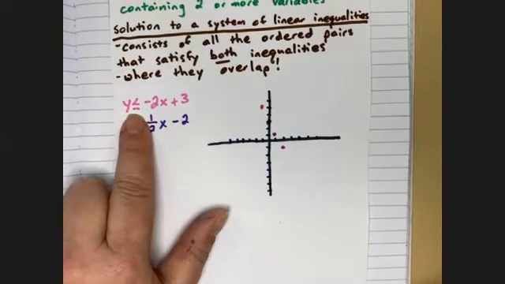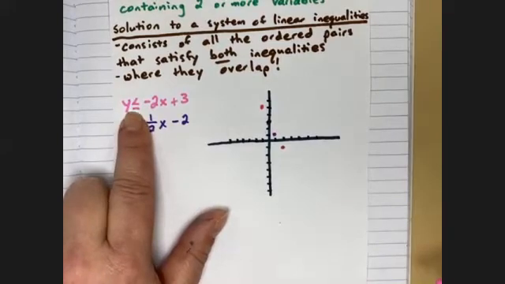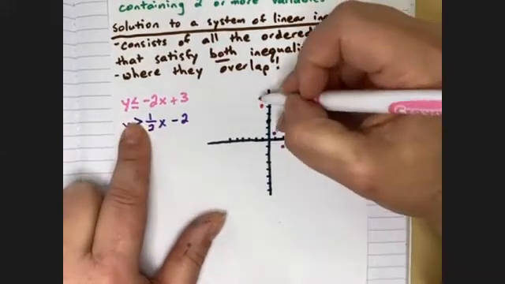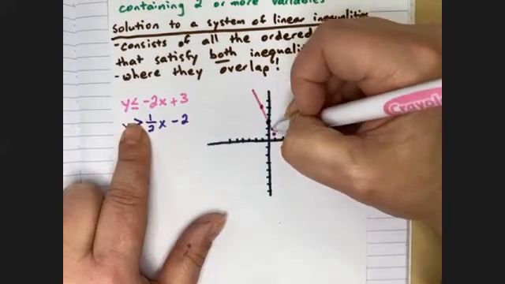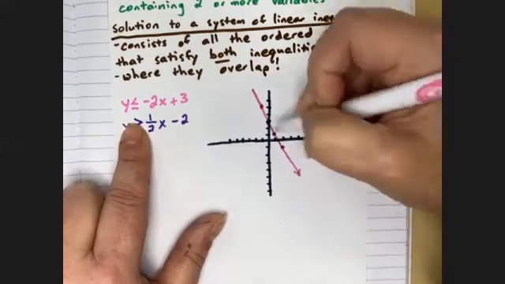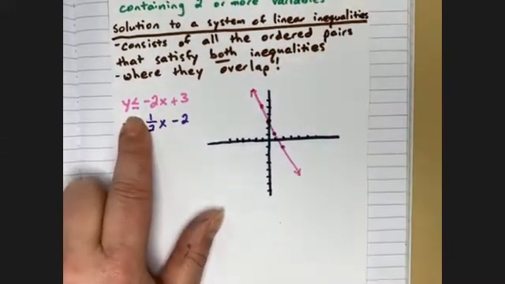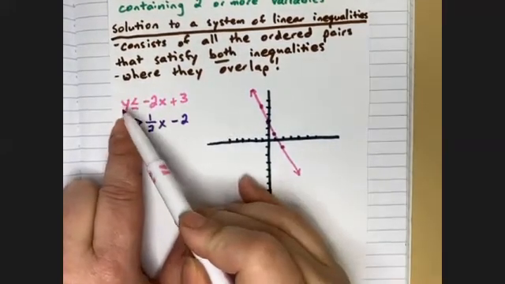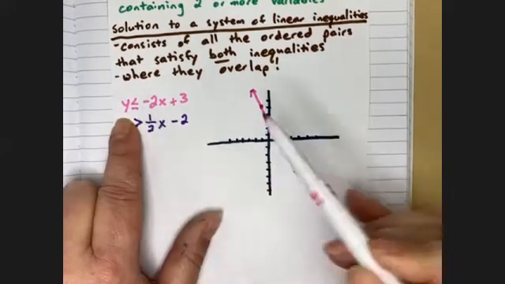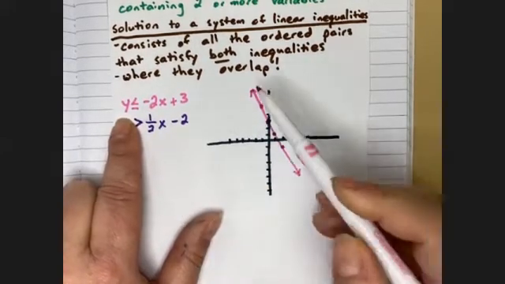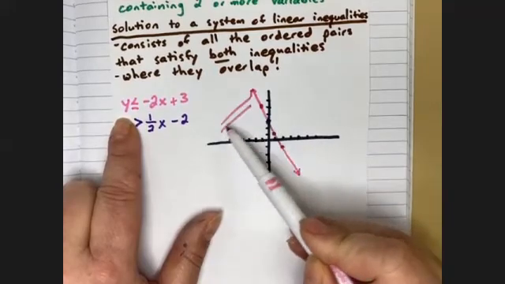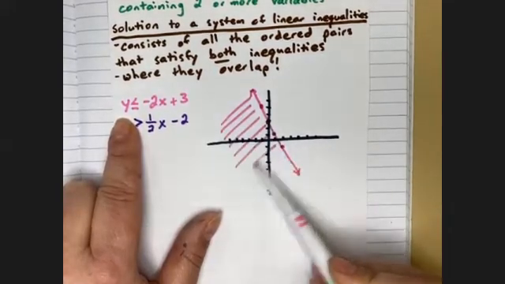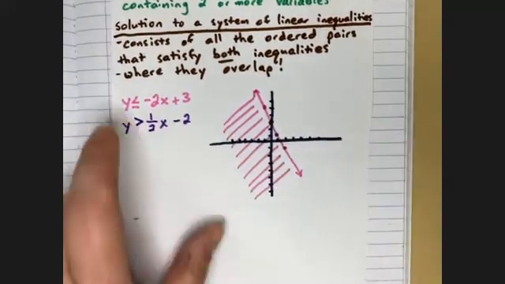Now, I need to look at this symbol and say, is this going to be solid or dashed? Okay, remember, if it's got the line underneath it, it's solid. So this one is solid. Then I need to decide, am I going to shade above or below? Now, since y is less than, I want to shade below because that's littler than. So here I am shading below the line.